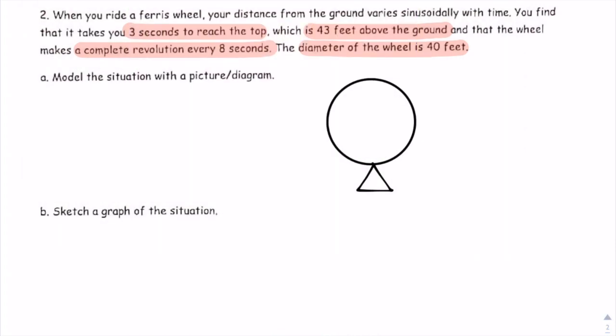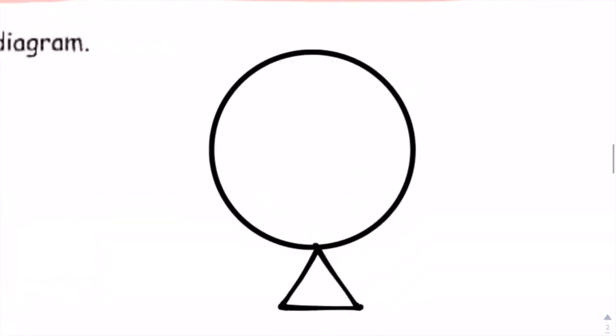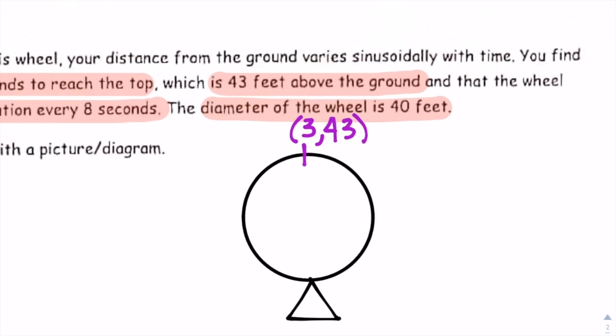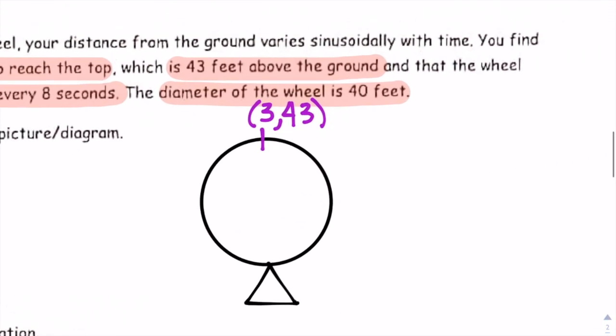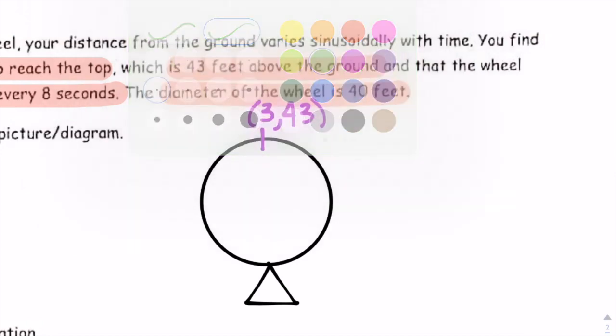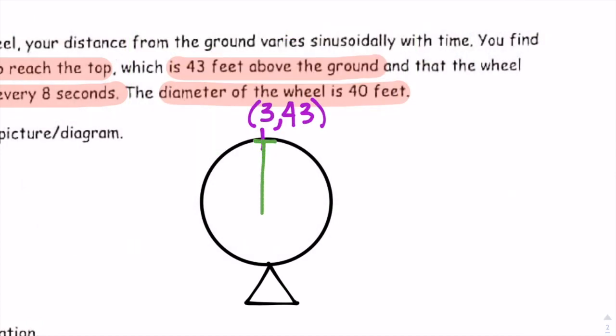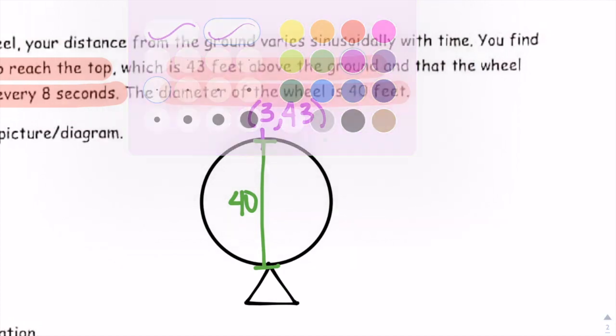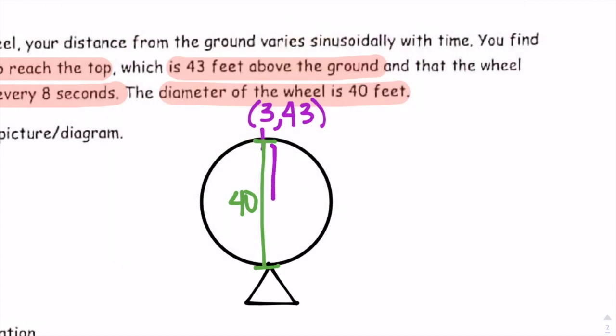and so it takes us 3 seconds to reach the top. So up here, our time is 3, and it tells us that we're 43 feet above the ground. And then it tells us that our diameter is 40, so that means the distance from the top to the bottom is 40. And the radius of this is going to be half of that, so that's going to be 20.